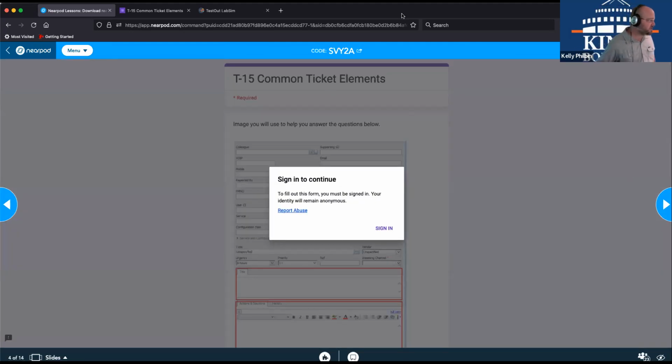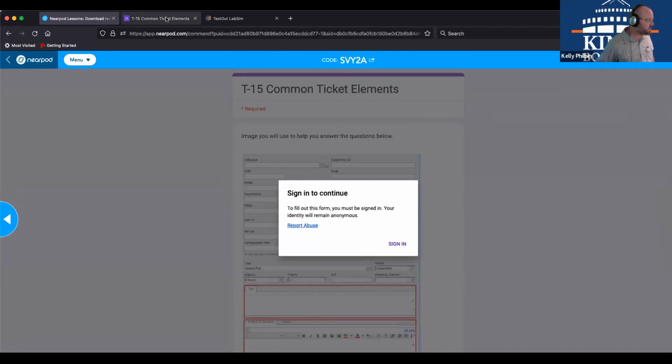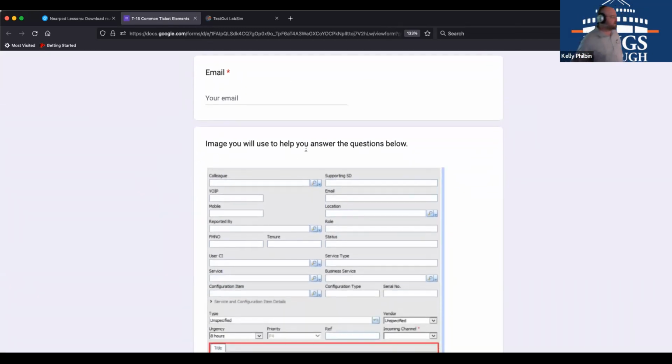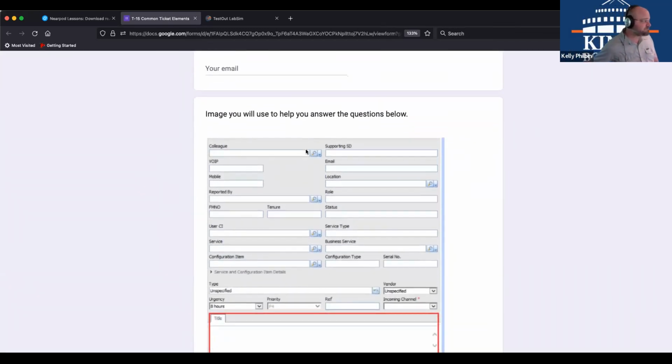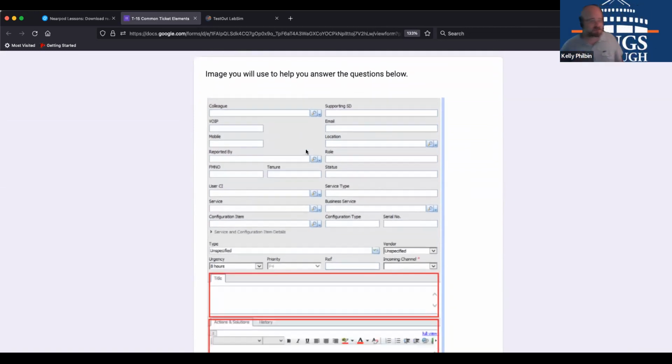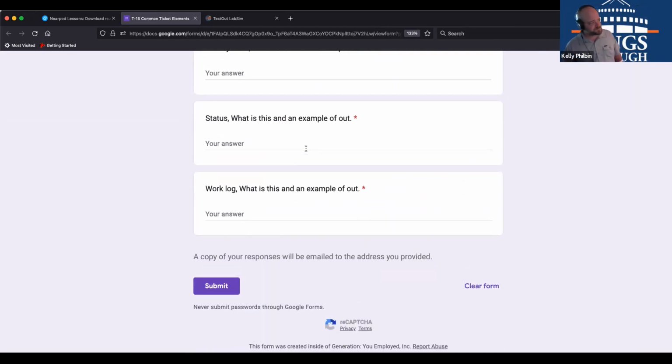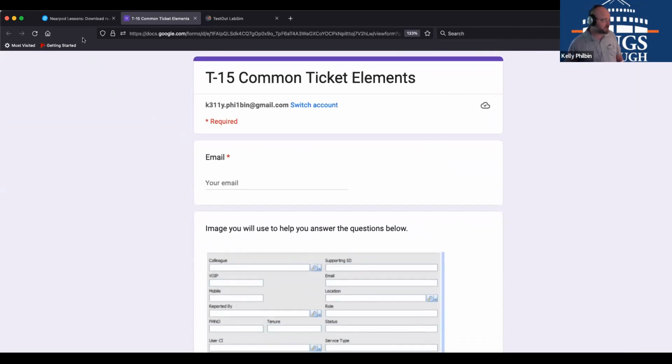Right here, you should be able to click on this link. It'll take you into a Google Doc, looks like this. And it gives you common ticketing elements. And the image you have here should help you answer some of the questions that go below. We'll work through that as we go.